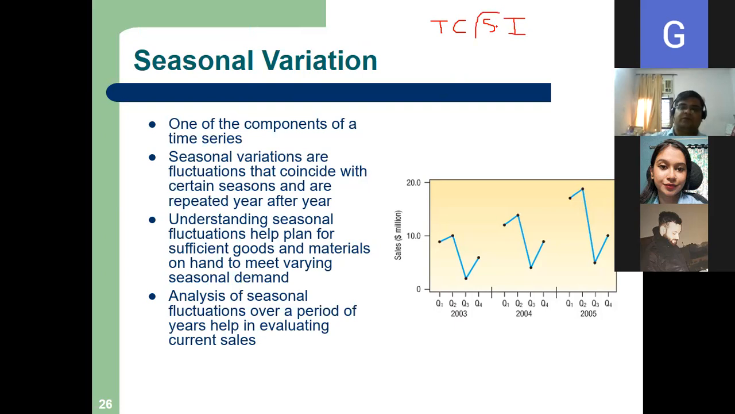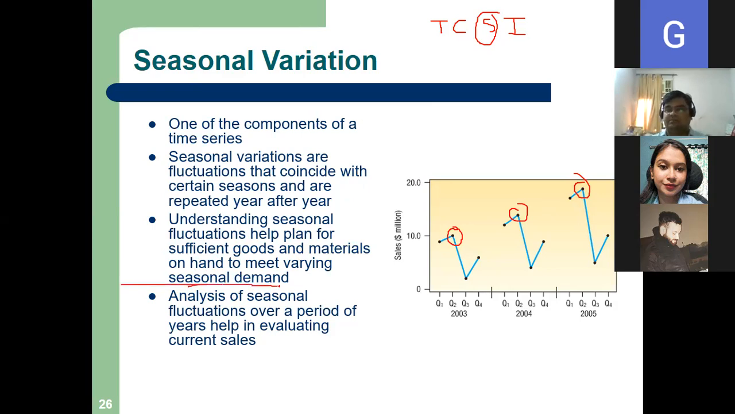So one of the components is S. Now, seasonal variations are fluctuations that coincide with certain seasons and are repeated year after year. As I told you, in certain seasons, like the summer months, you will find that the sales are very high, right? That is a seasonal variation in the data. Understanding seasonal fluctuation helps plan for sufficient goods and materials on hand to meet varying seasonal demand.